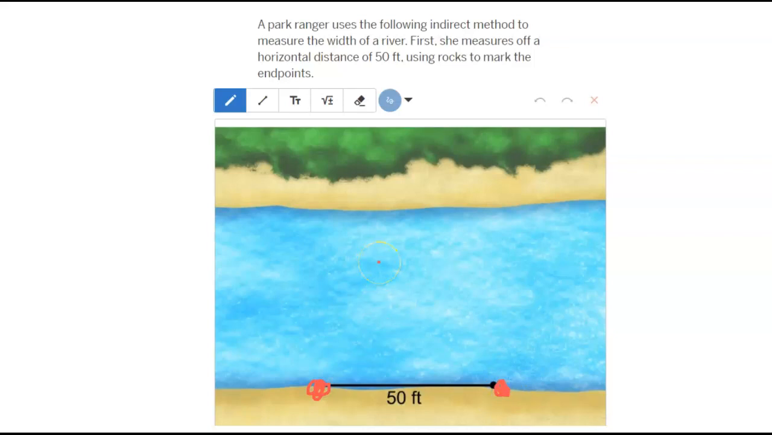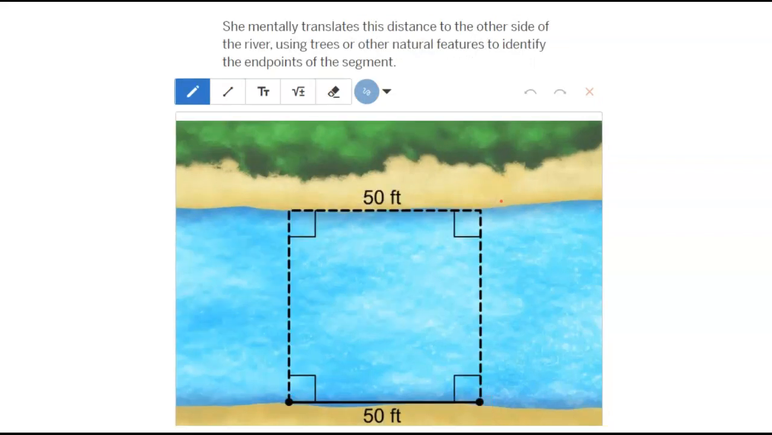Then we're going to mark the same distance across the other side of the river. So we're just going to mentally translate that right across to the other side. And the way you would write that in your writing assignment is to translate the distance to the other side, marking it at 50 feet.